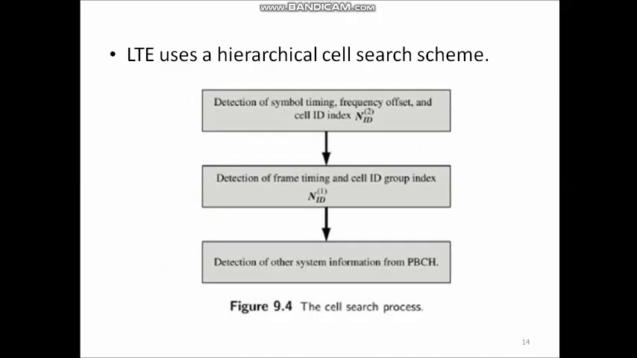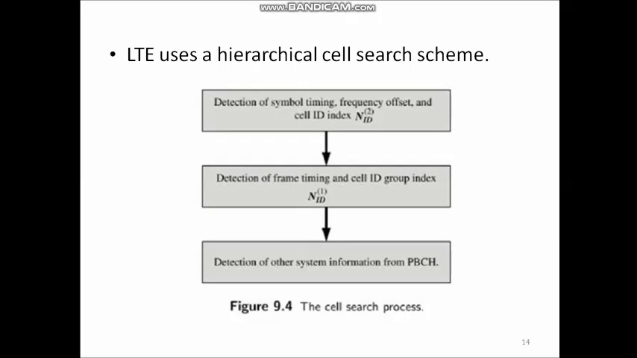Okay, this diagram shows a hierarchical cell search scheme. It is a 3-step process. In the first step, symbol timing, frequency offset and cell ID index NID2 is detected. In the second step, frame timing and cell ID group index NID1 is calculated, and in the third step, other system information from the physical broadcast channel is detected. So, we will discuss this in detail in the next slides.